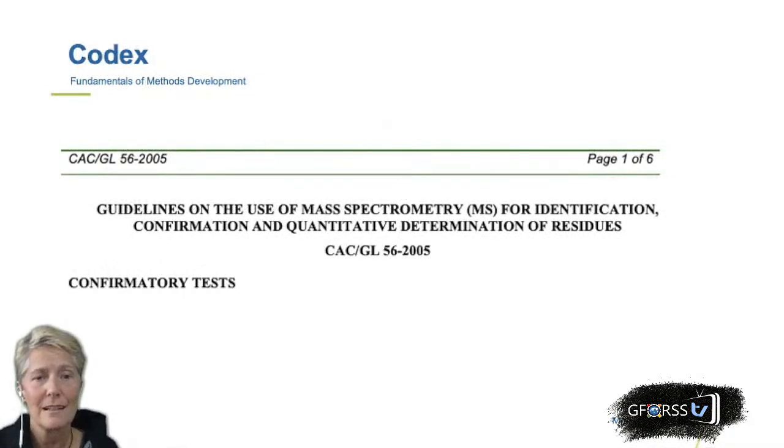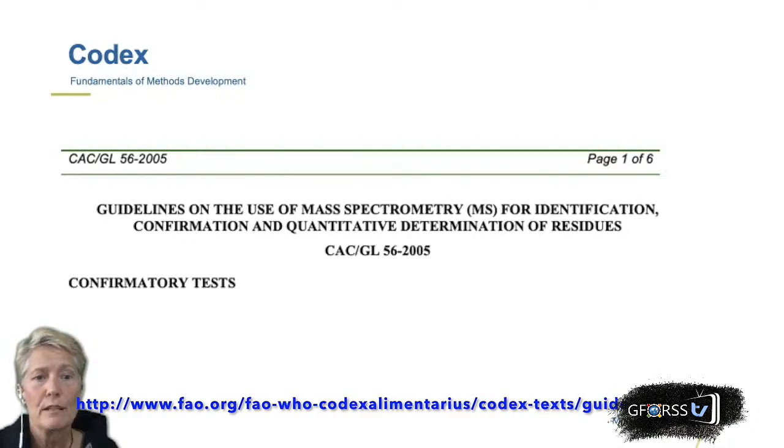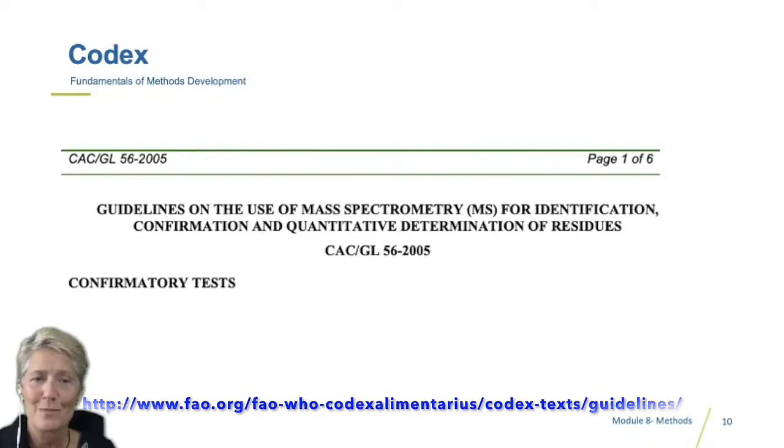Codex issues guidelines on the use of mass spectrometry for the identification, confirmation, and quantitative determination of residues, which is identified by this document number. The reference at the bottom of the page is to the library of guidelines issued by Codex, including this one.